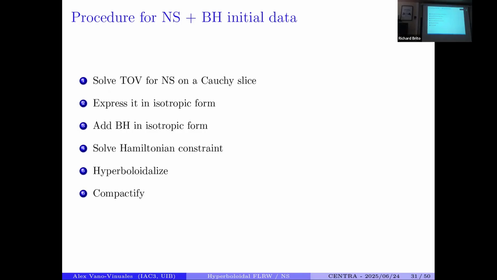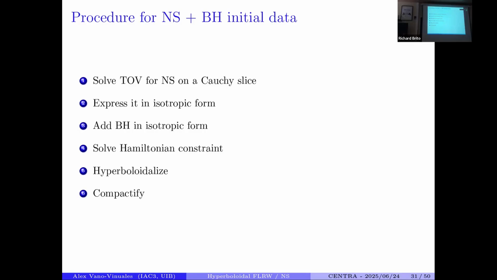So the first part will be just the theory equations for a neutron star. Then the point is we want to express it in isotropic form to put it together with a black hole. So you can either solve it as I described, or you can solve it directly in isotropic form. And then you can add the conformal factors. I'm going to explain it in more detail.